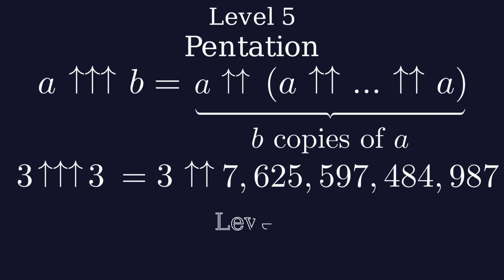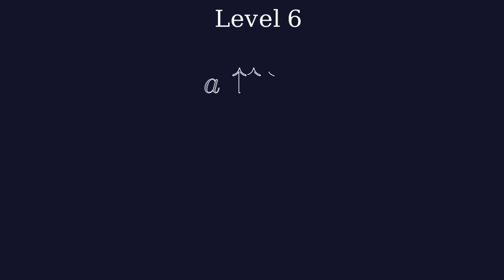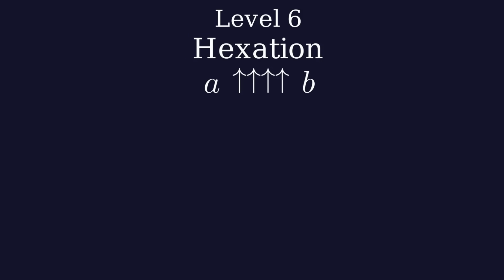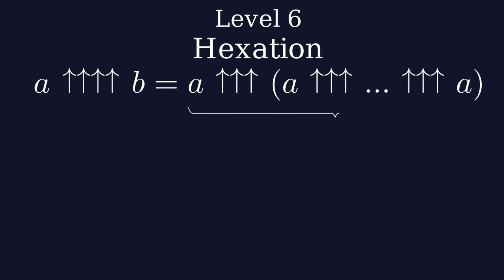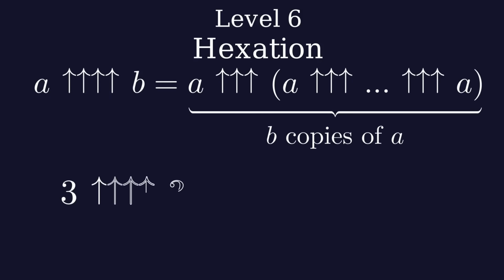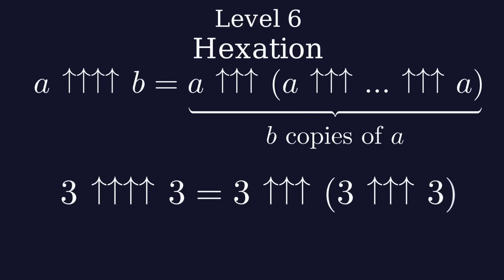But we can go a level higher. With 4 arrows we can denote hexation. Hexation is repeated pentation. 3 hexated to 3 is equal to 3 pentated to 3 pentated to 3. This number can't be compared to anything in the real world.